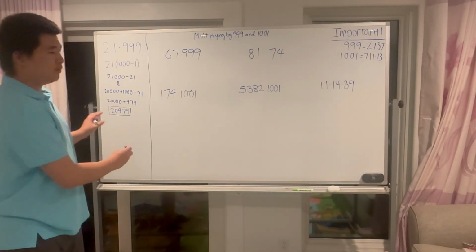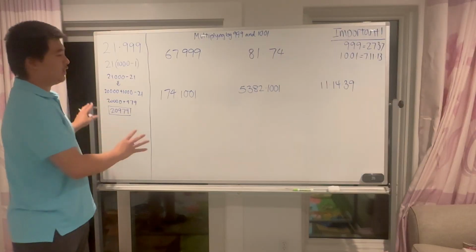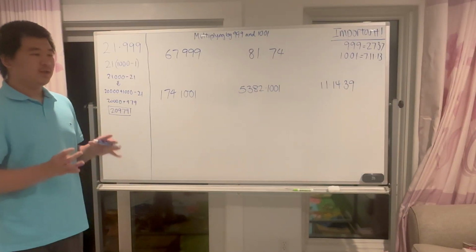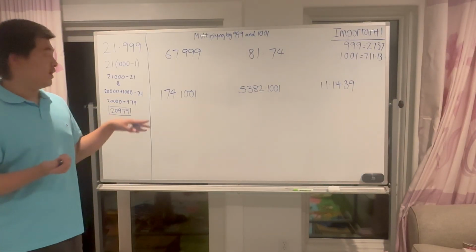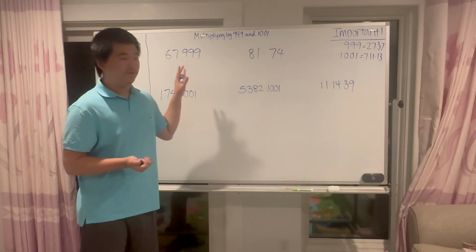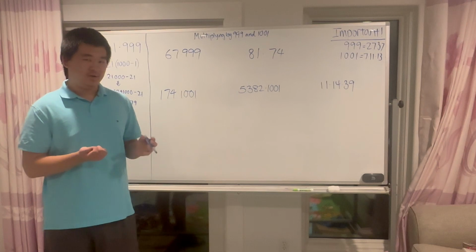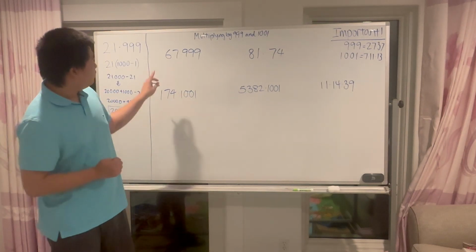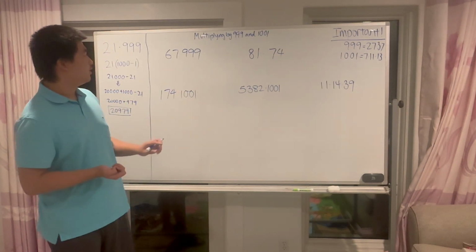So that would be how you do 21 times 999, and pretty much that's how every 999 problem goes in the end. So let's try a slightly bigger example. Feel free to pause and try to beat me to it if you would like to. So we are doing 67 times 999.